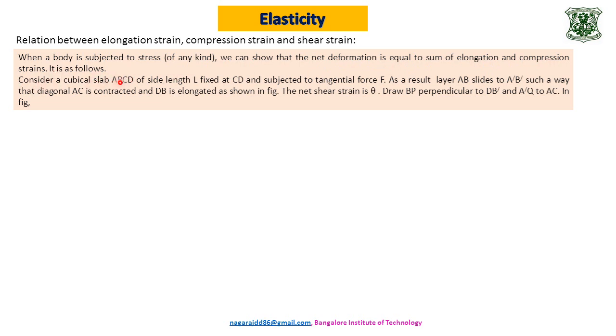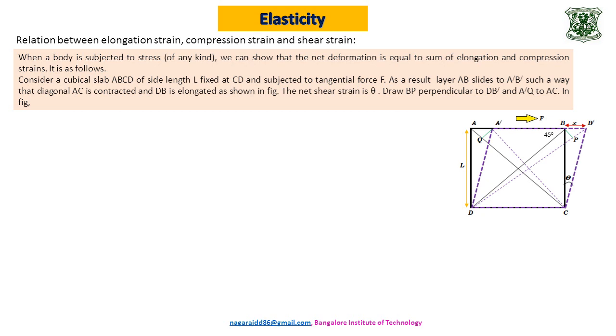Consider a cubical slab ABCD. I just take the cross section of the cube of side length L fixed at CD and subjected to a tangential force F. Here is the diagram. I already mentioned this diagram in my previous session. ABCD is a cross section of a cube and it is fixed rigidly at CD, and tangential force is applied to the upper surface, that is AB.